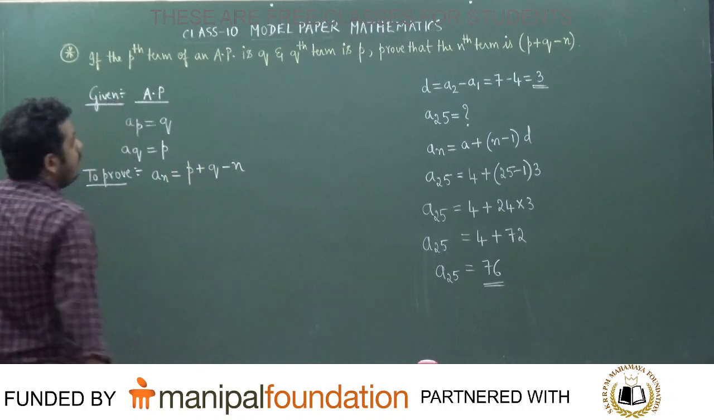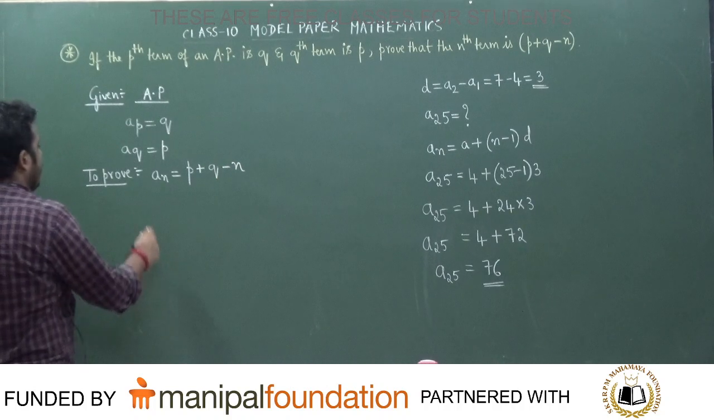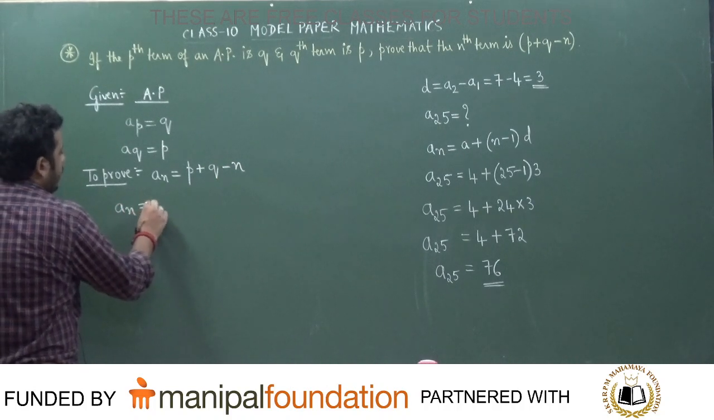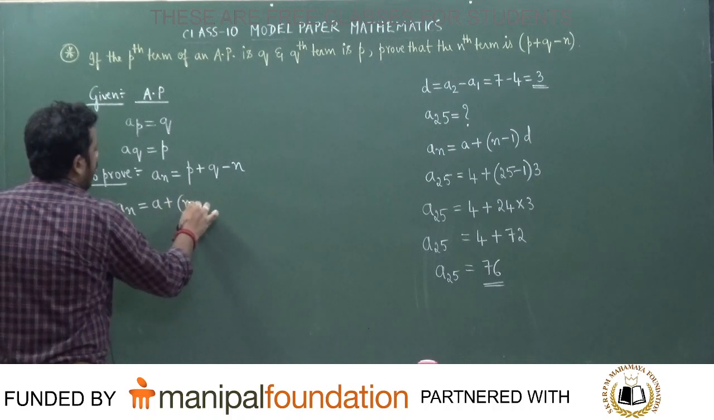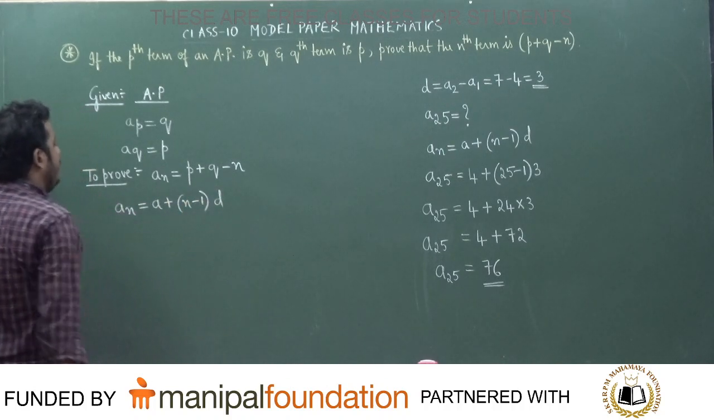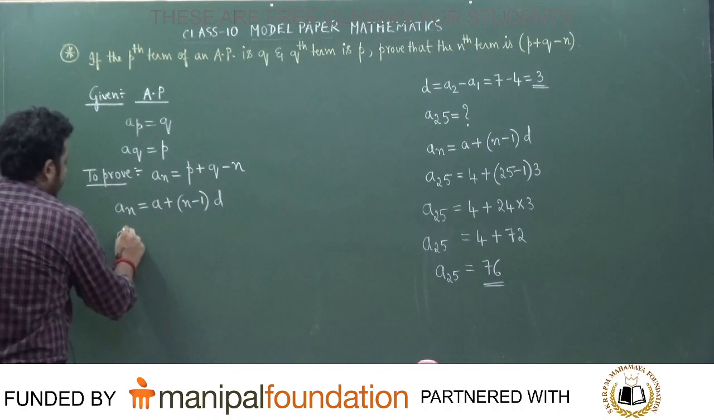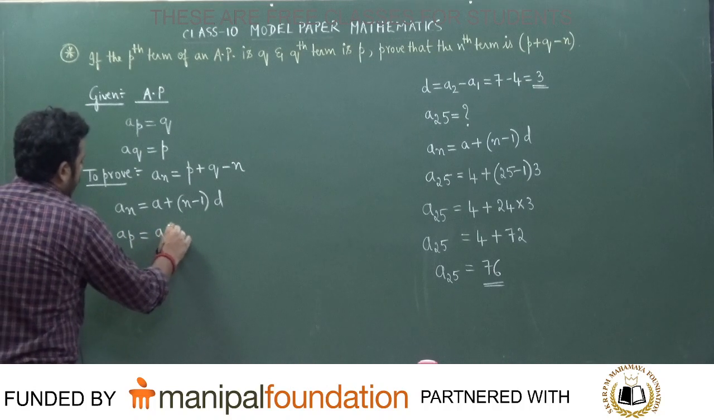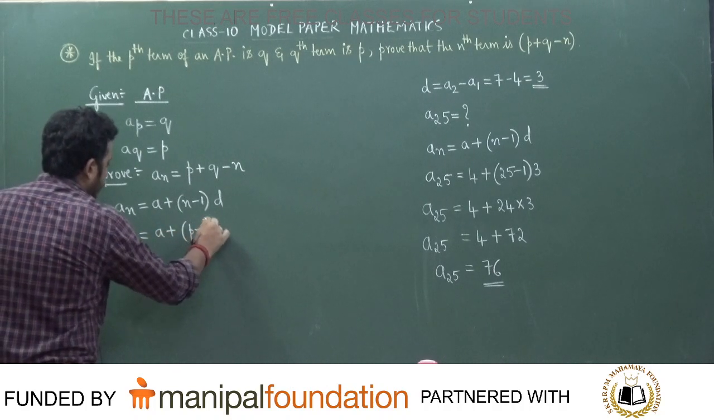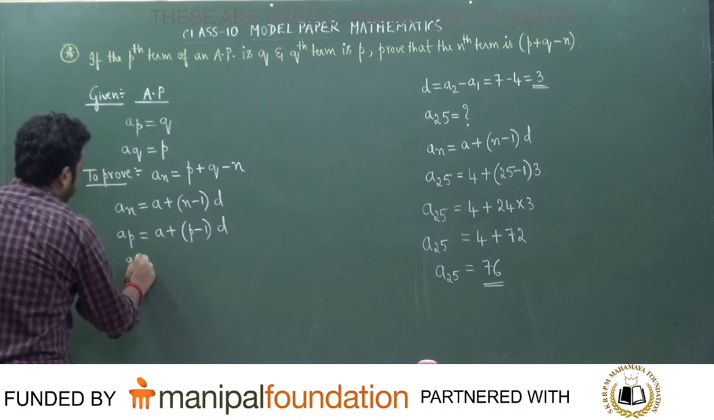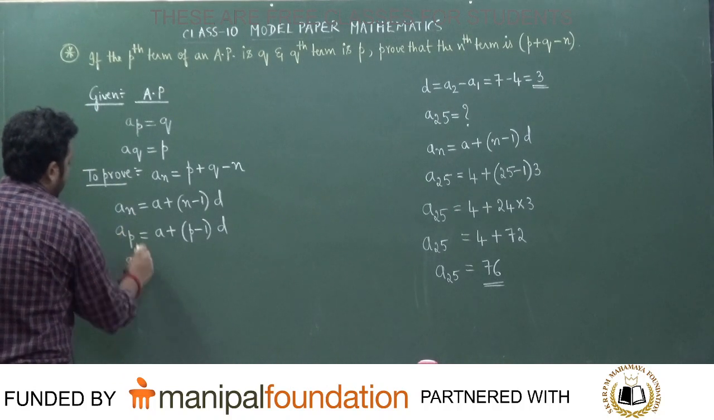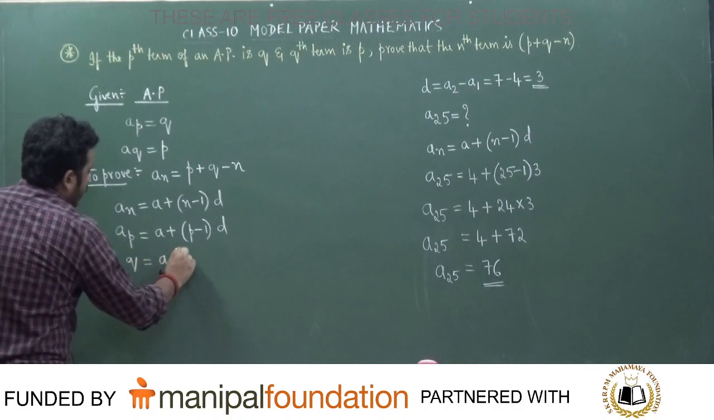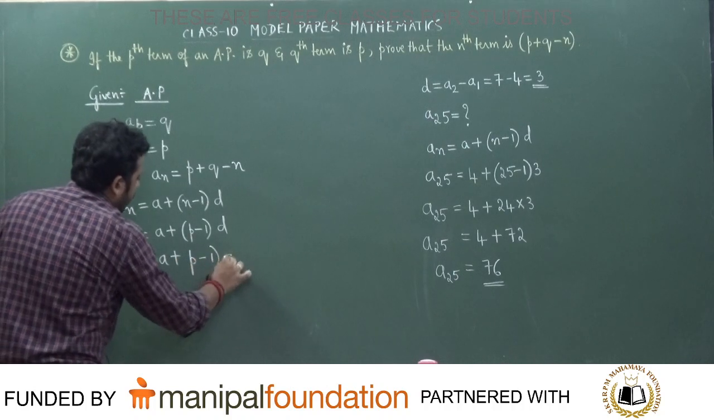We have to prove that the nth term is P plus Q minus N. So tell me, what is the formula that we know? An is equal to A plus N minus 1 times D. So tell me, students, AP is equal to A plus P minus 1 times D. AP is nothing but Q. That is equal to A plus P minus 1 times D. This is equation number 1.